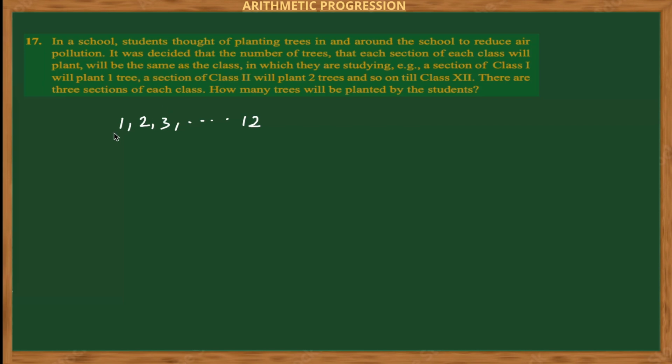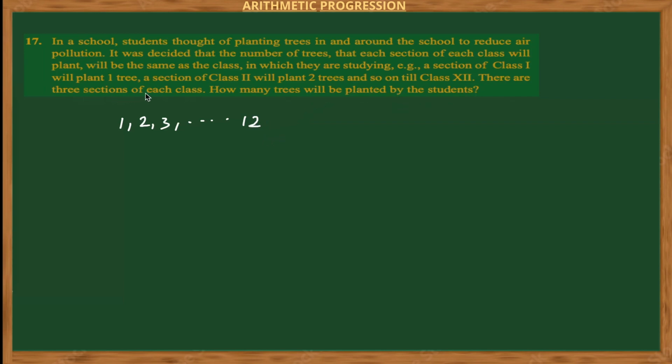Okay, so the first class will plant 1, the second class will plant 2, the third will plant 3, and the 12th class will plant 12. The number of trees planted by each class will be the same as the class in which they are studying. For example, a section of class 1 will plant 1 tree, a section of class 2 will plant 2 trees, and so on till class 12. So 12th class students will plant 12.